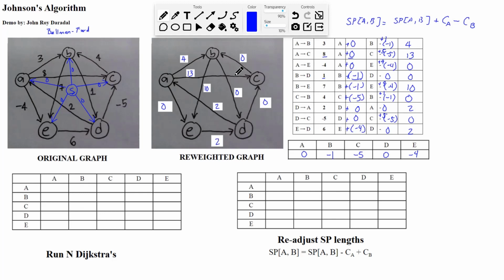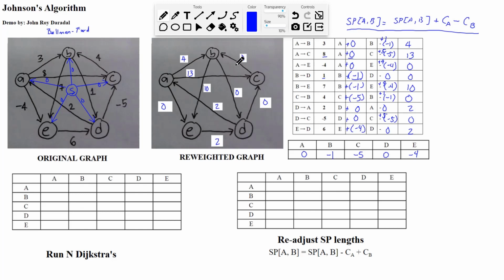So this is now our reweighted graph, and you'll notice that all of the edges are now non-negative, right? Because we used the scores that we got from Bellman-Ford, and then we applied this equation for the reweighting of the edges, and now all of our edges are already non-negative. And because they're non-negative, then we can run Dijkstra's algorithm n times, one for each node as the source vertex. Okay, so let's use this reweighted graph here and run Dijkstra's n times.